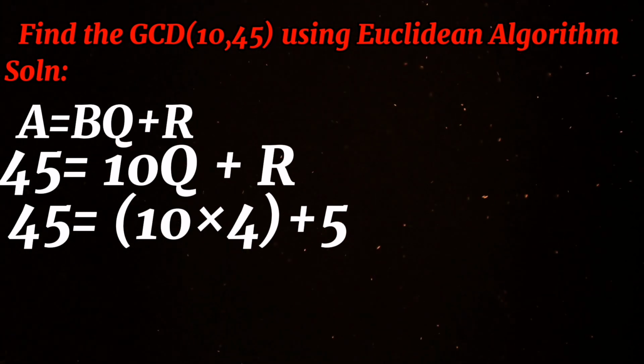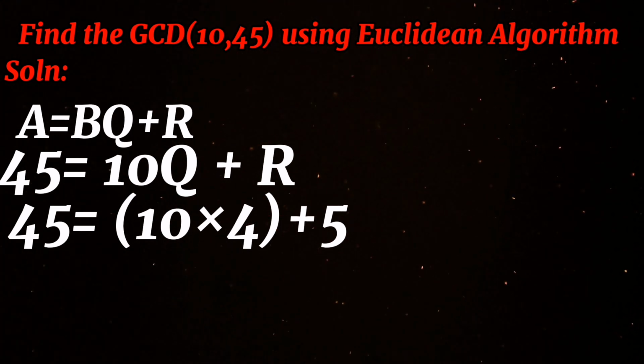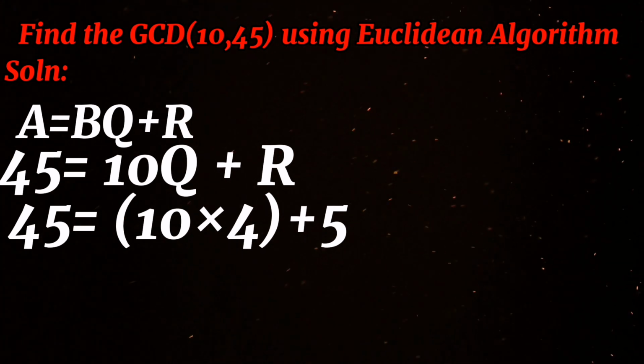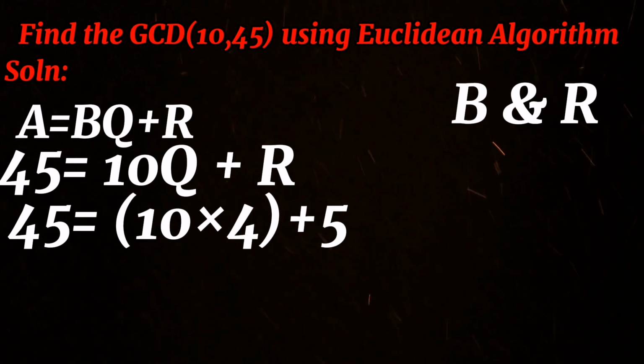to 4. So 45 is equal to 10q plus r can now be rewritten as 45 is equal to 10 times 4 plus 5, where q is 4 and r is 5. Now that is the first step. Now we are going to perform another long division, this time between our b and our remainder.